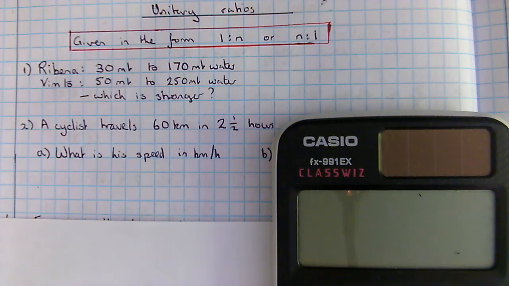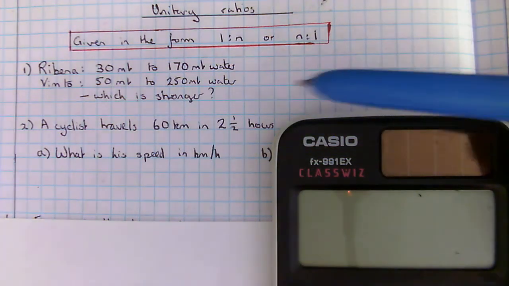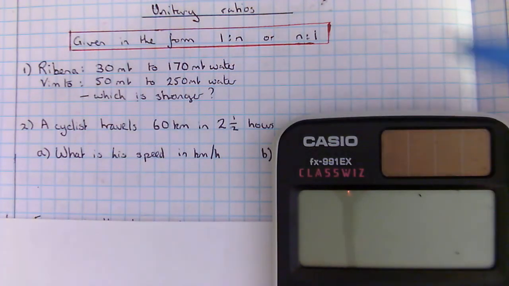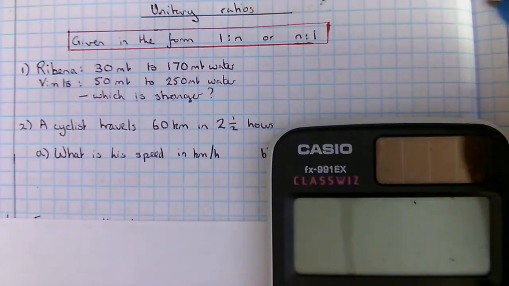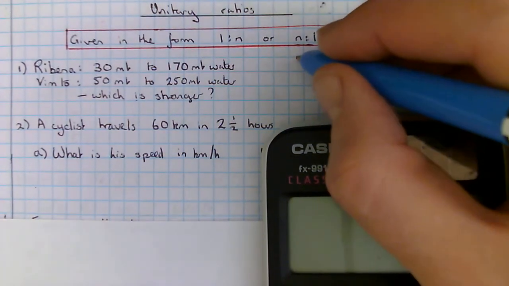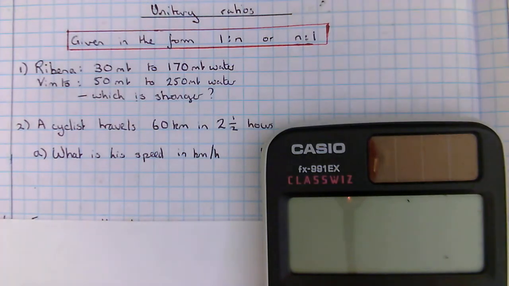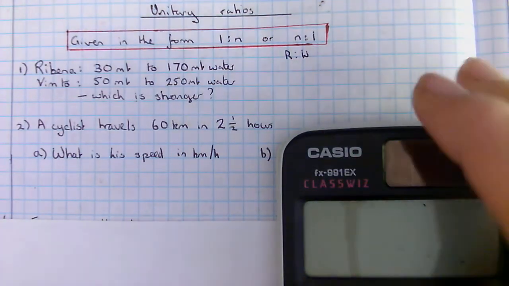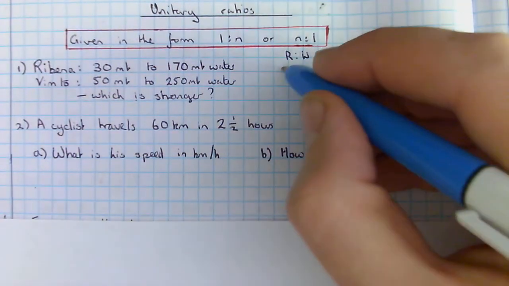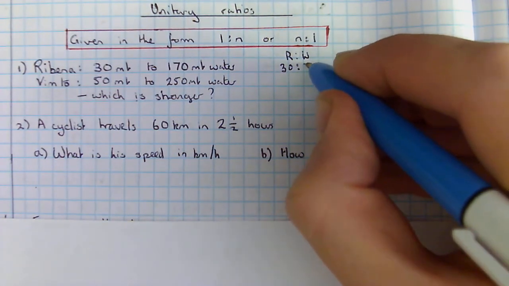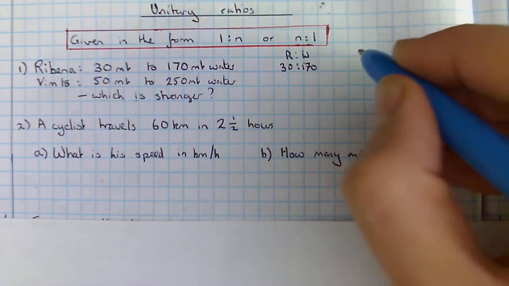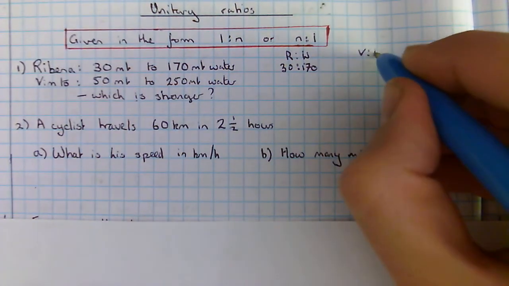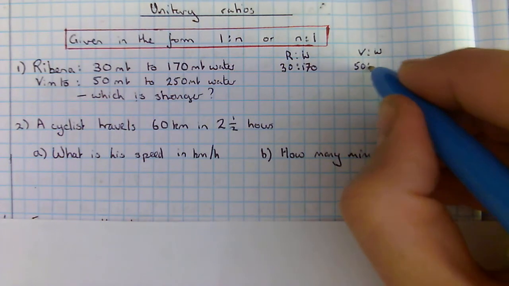We've got Ribena, which requires 30 millilitres of Ribena for 170 millilitres of water. And we've got Vimto, which requires 50 millilitres of Vimto to 250 millilitres of water. So let's just write that down in ratio form. So Ribena to water, I'm going to put up here. So here's my Ribena, here's my water. So Ribena to water is in the ratio of 30 to 170, and Vimto to water is in the ratio of 50 to 250.